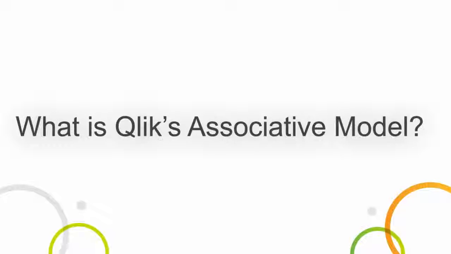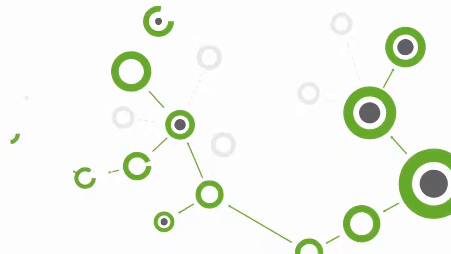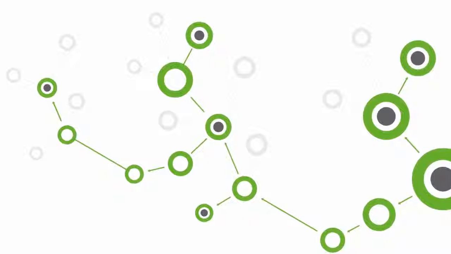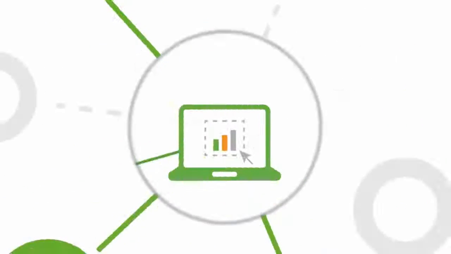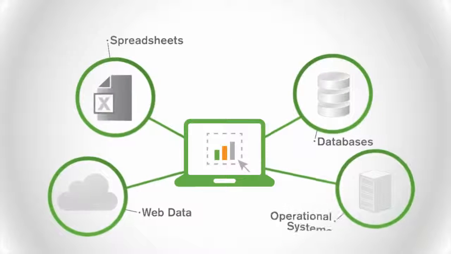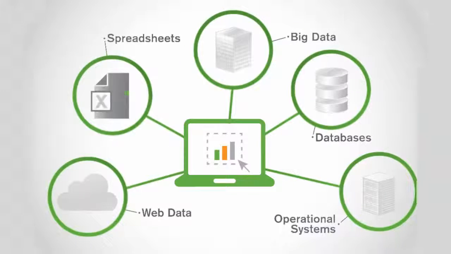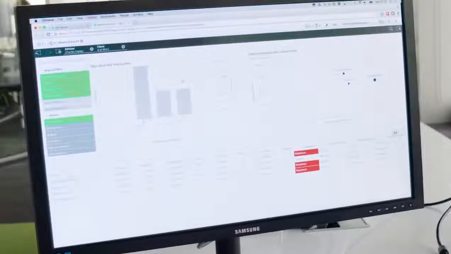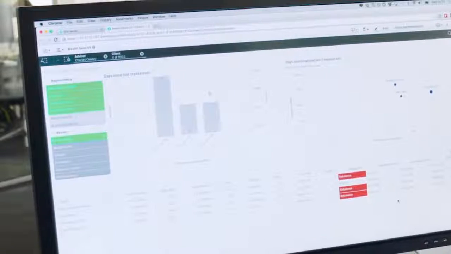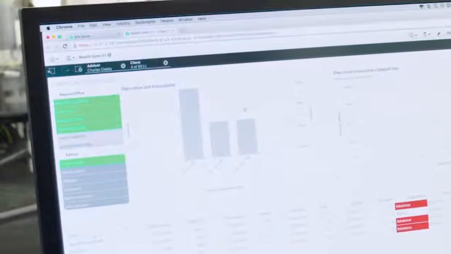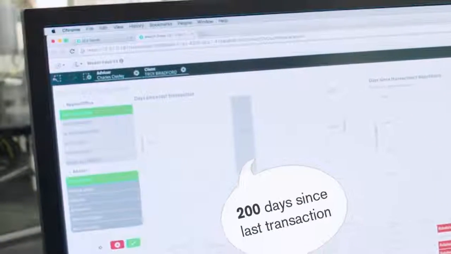What is Qlik's associative model? Qlik's associative model empowers everyone to see the whole story that lives within their data. It enables users to probe all the possible associations that exist in their data across all of their data sources. Simply stated, it allows people to freely explore and make discoveries they would have otherwise missed with query-based tools.